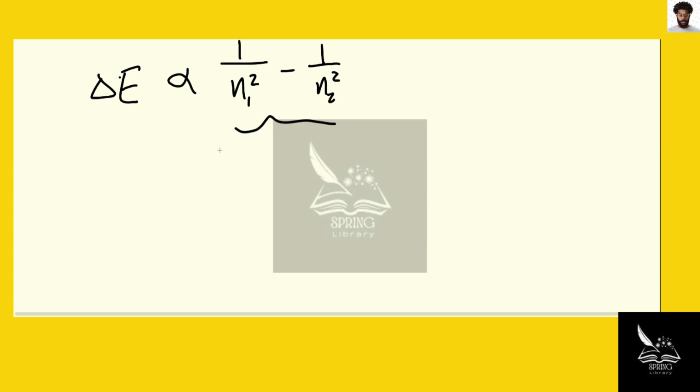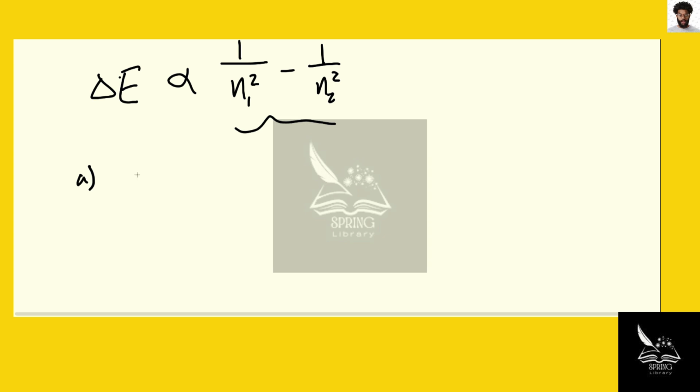We need to answer what transition in a hydrogen atom requires the largest change in energy. Well, recall that the change in energy is proportional to 1 over n1 squared minus 1 over n2 squared, right? So whatever the largest difference between 1 over n1 squared and 1 over n2 squared is going to be our answer, right? So let's go through these options.